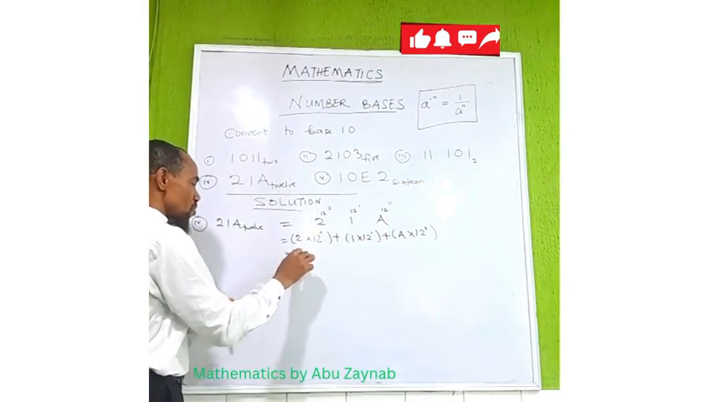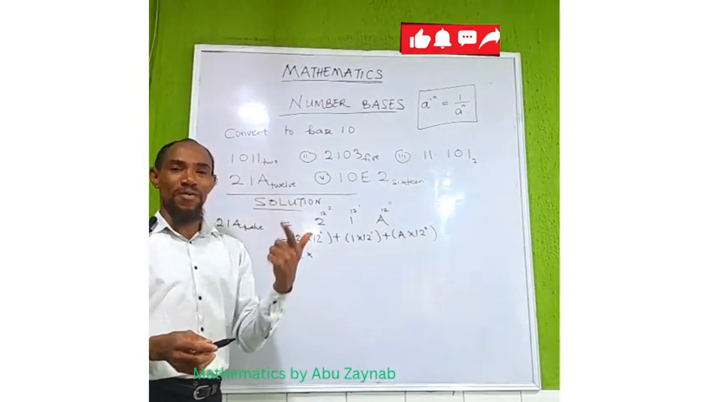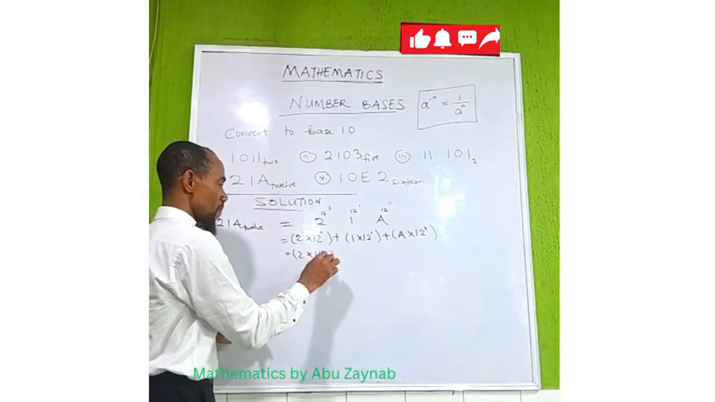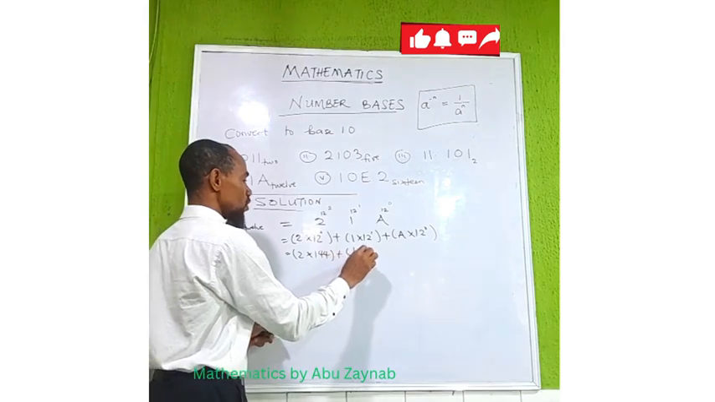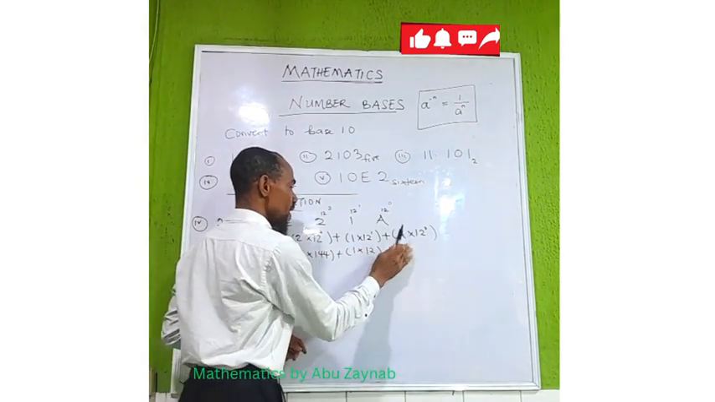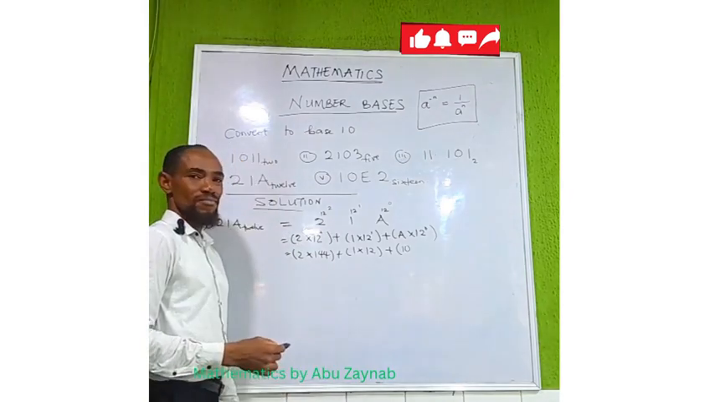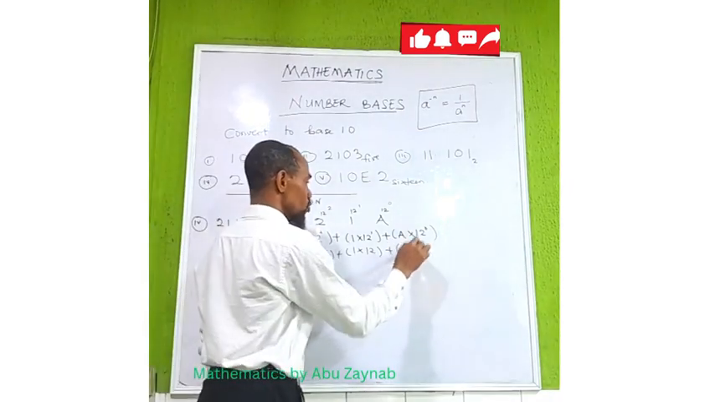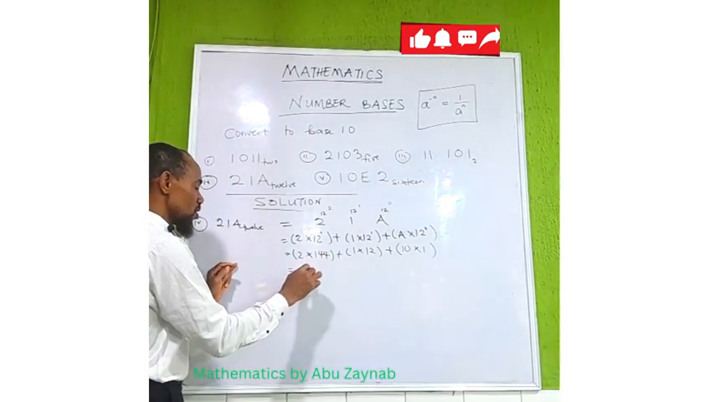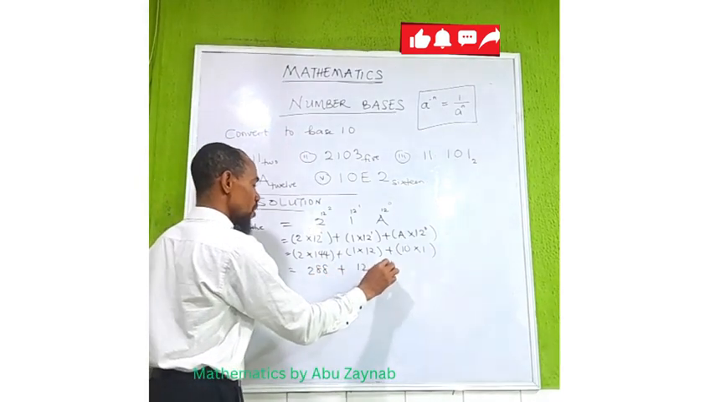There and again, remember, 12 to the power of 2 means 12 times 12, so we have 144. And 12 to the power of 1 is 12. A. Don't forget that A in base 12 means 10. So we have 12 power 0 is 1. So we have the multiplication here to be 288 plus 12 plus 10.